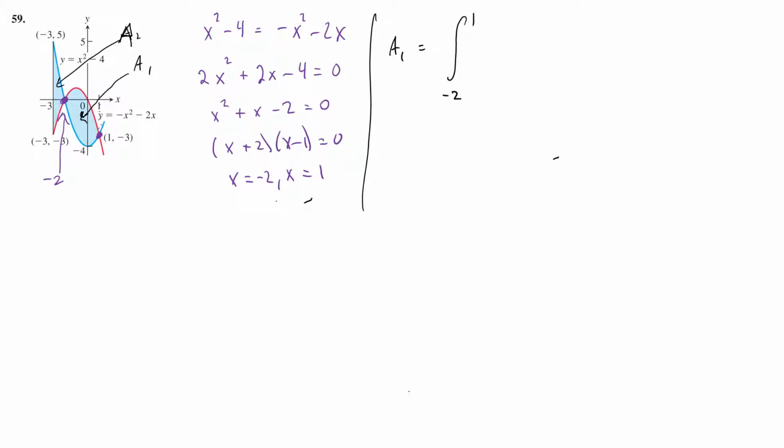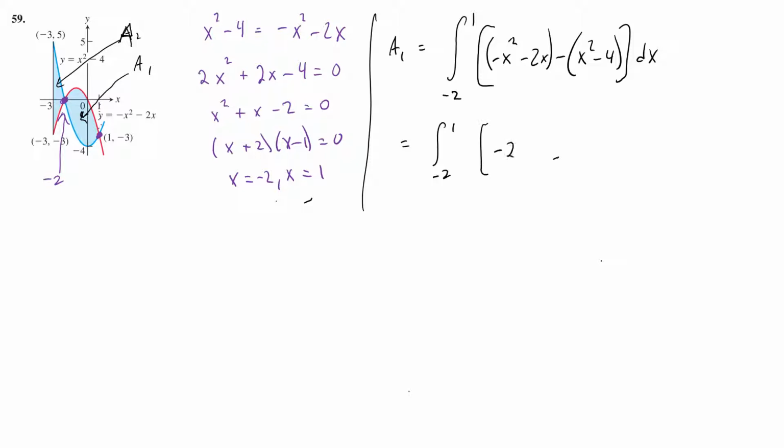And so the top curve is the one in red for A sub 1. So I'm going to take the top curve, negative x squared minus 2x, and subtract the other curve. And whatever this comes out to be, again, will be A sub 1. So we have negative 2 to 1. I'm going to combine like terms. Negative x squared minus x squared, that's negative 2x squared. And then I have negative 2x and plus 4.